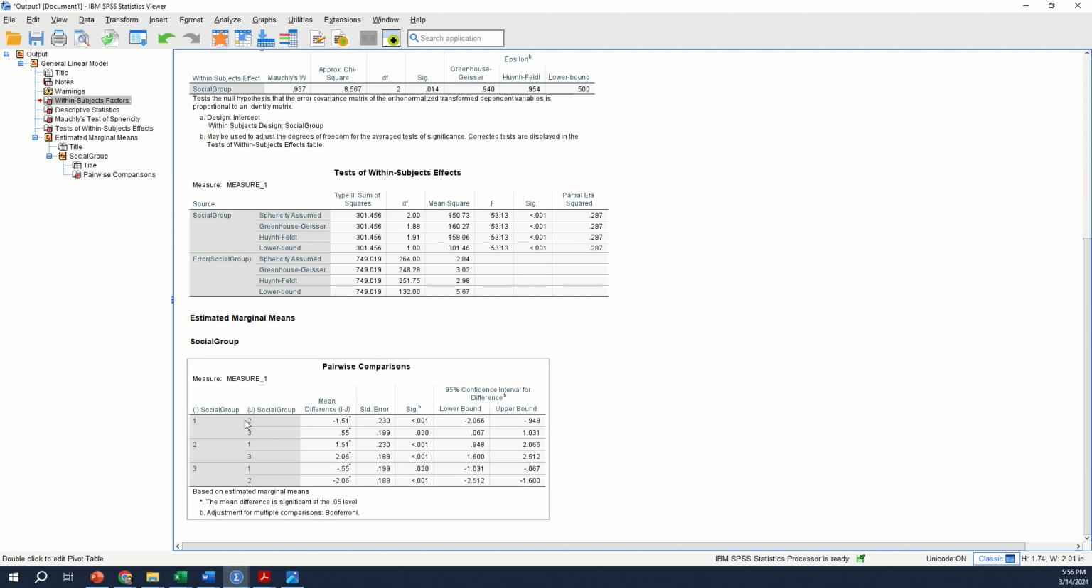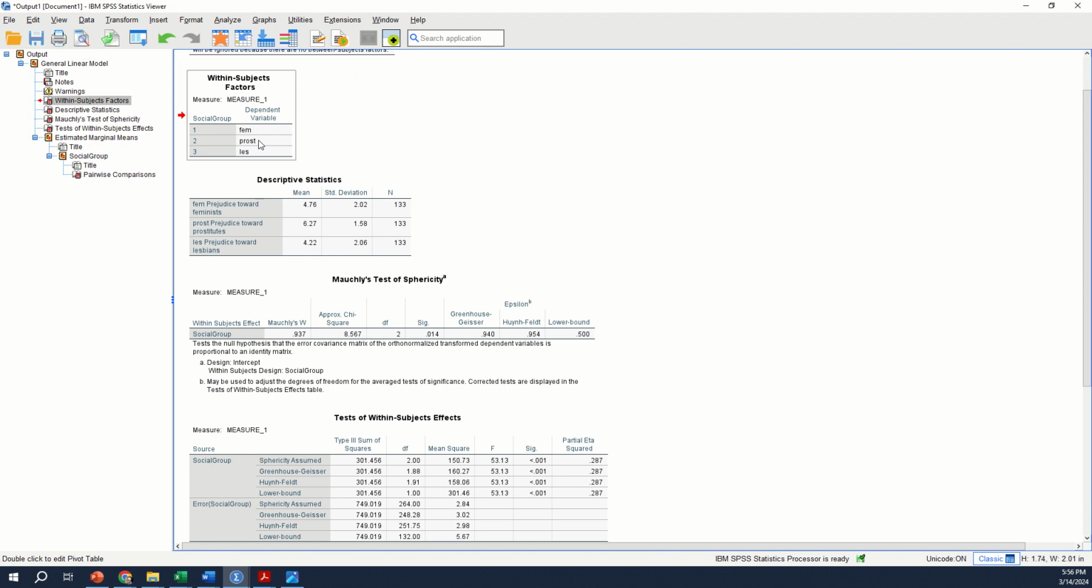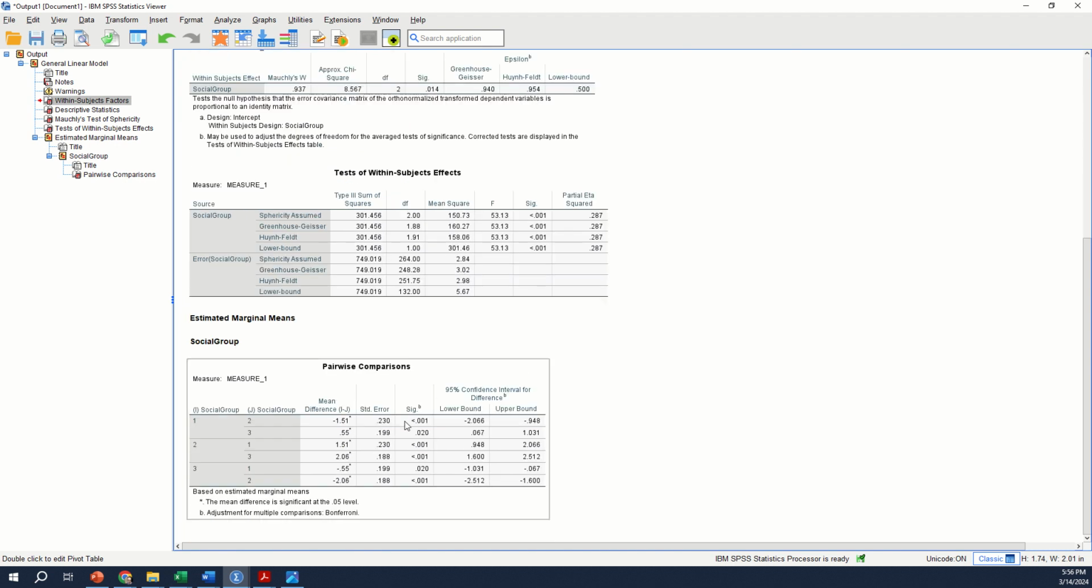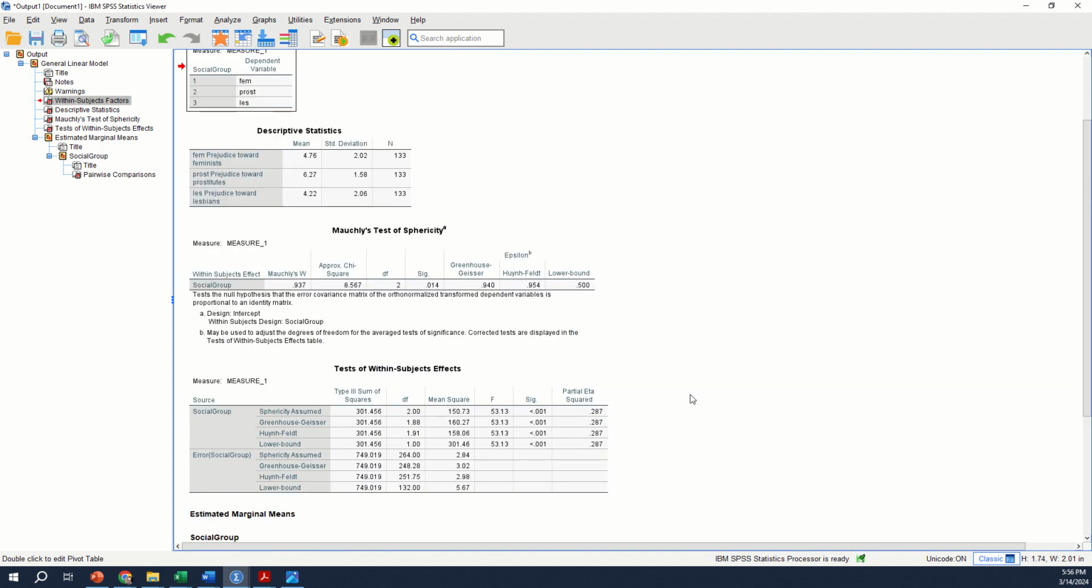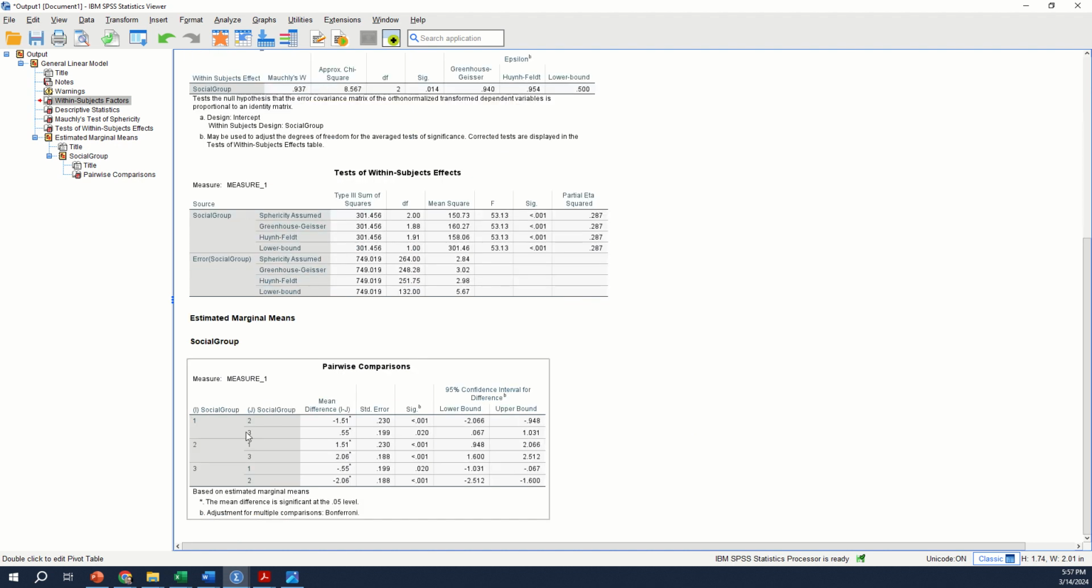So we look at 1 versus 2, and so that is feminist prejudice versus prejudice towards prostitutes. And we see that we have a significant difference between feminist prejudice and prostitute prejudice, just as we found for the paired sample t-test. We're more interested to see how prejudice toward lesbians compares to the other 2 outcomes here. And so we have 1 versus 3, which is next. So this is prejudice towards feminists versus prejudice towards lesbians, 1 versus 3. And we take a look at the significance. The p-value is 0.02, and 0.02 is a significant p-value.